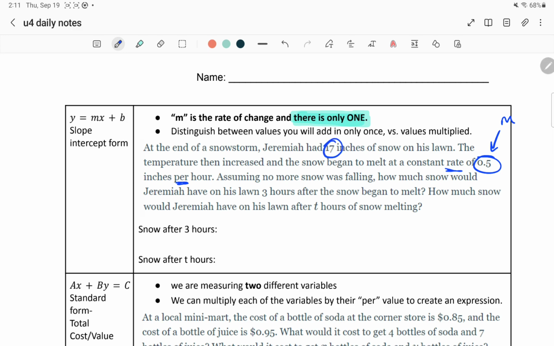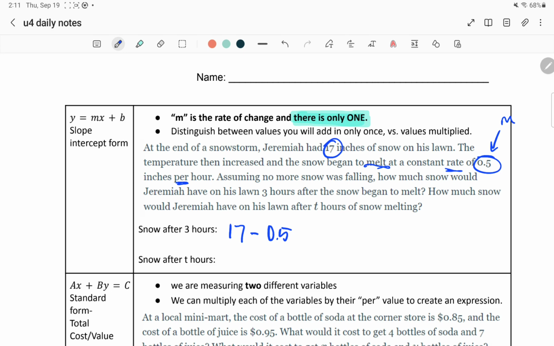You'll notice the 17 that we had up there, that's what I was starting at, right? Before the snow started to melt, I had 17 inches of snow on my lawn. So that's going to be my B. And if I'm melting, we got to think about this for a second. If I'm melting, is that taking stuff away, or is that adding more snow? Like, am I taking away snow or am I adding more snow? So if it's taking away, then I'm going to subtract from my initial.